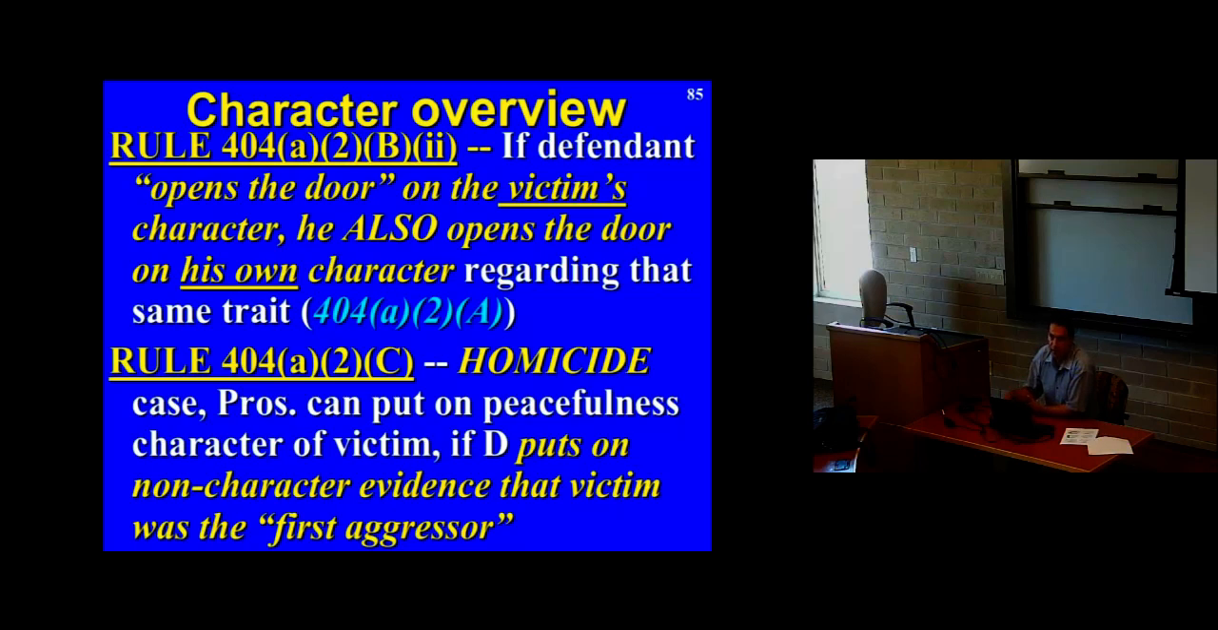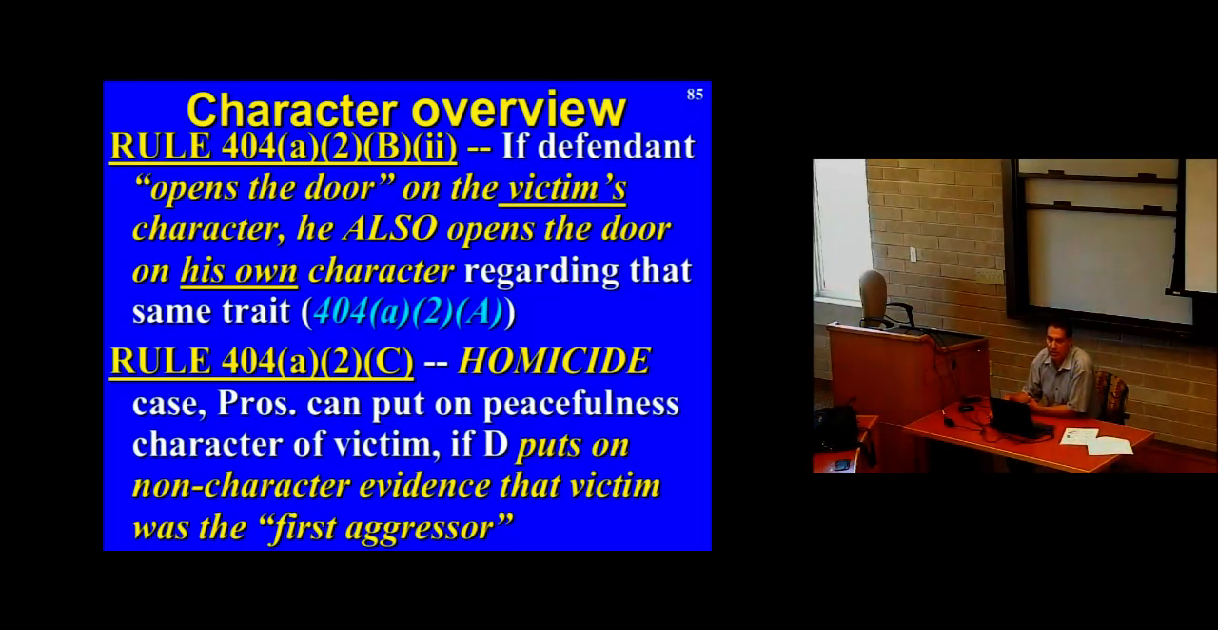Now note that the defendant has not opened the door on his own character. The defendant has not even opened the door on the victim's character, because he's not saying that the victim is a violent person. All the defendant has done is say that the victim was the one who threw the first punch. They were the first aggressor. It's at that point that the prosecutor can then put on good character evidence of the victim.